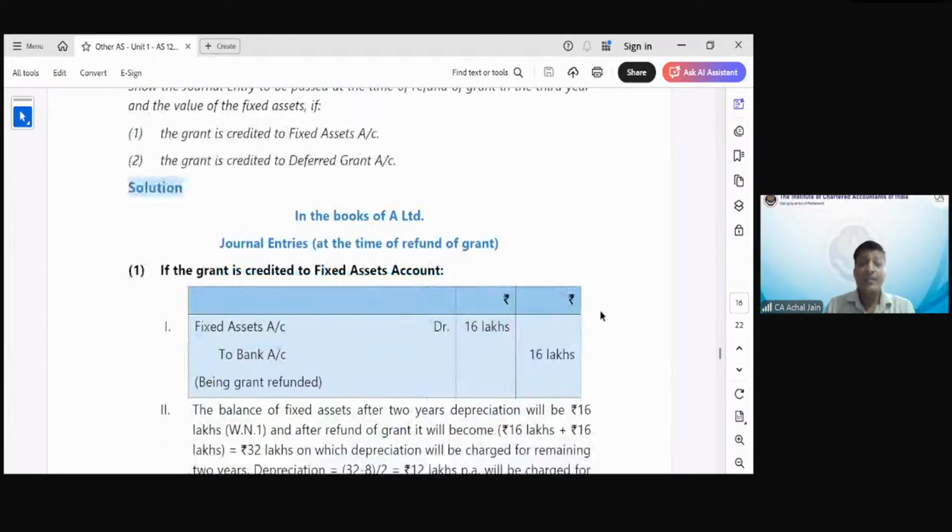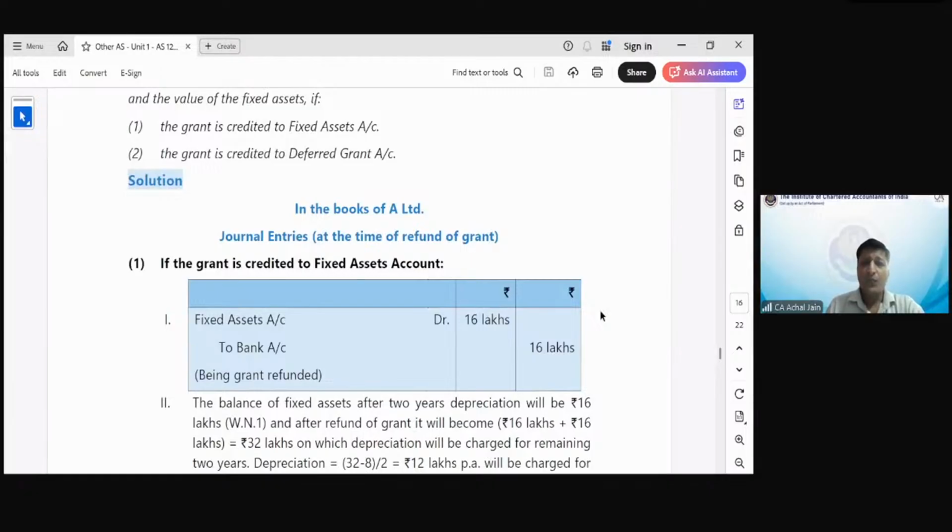In case the grant is credited to fixed asset, so what do you do? Reduce the value of the asset. So what is going to be the revised value of the asset? 40 minus 16. So what is the revised value of the asset? Can you tell me? Chirandeep says 24. Very good. And this 24 you need to depreciate over 4 years.